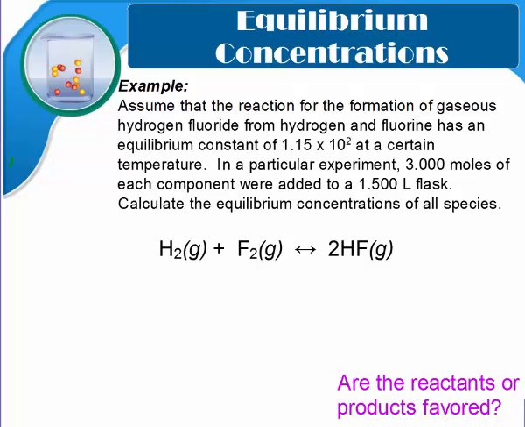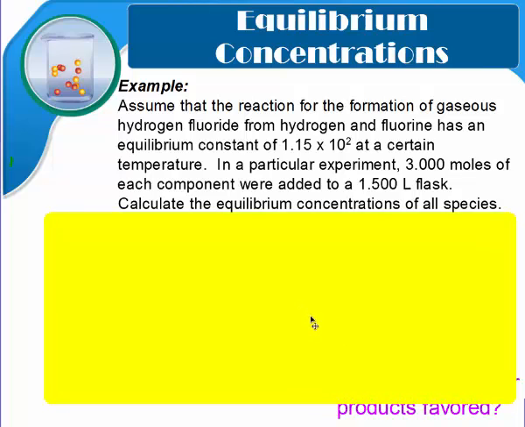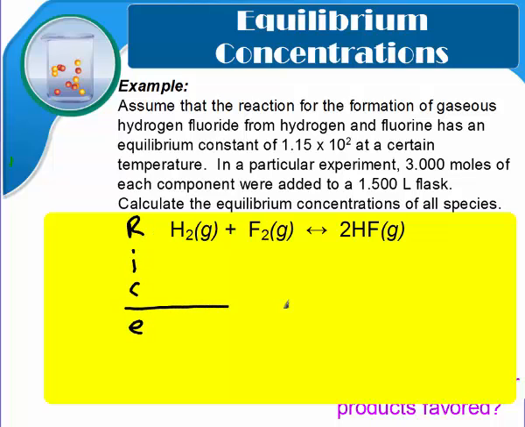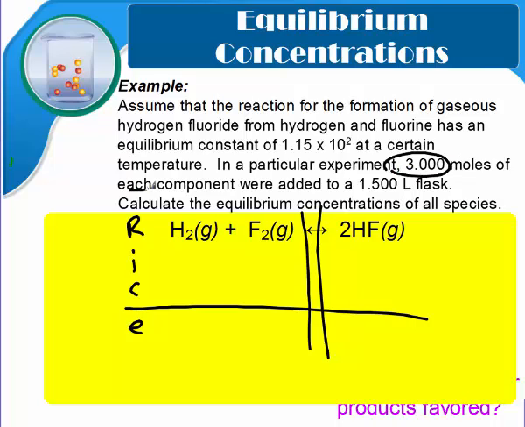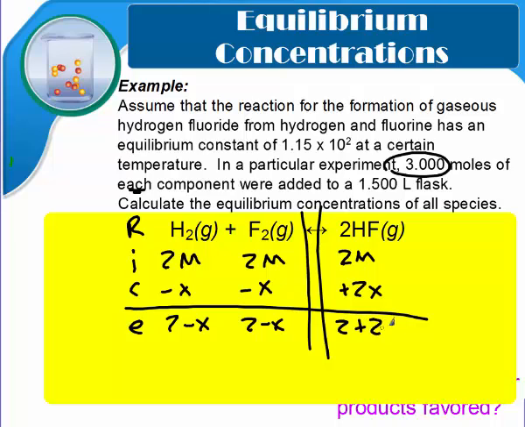All right, so the first thing you should have done is drew your RICE table. And for our RICE table, it says that we have 3 moles of each component in a 1.5 liter flask, which means 3 divided by 1.5 is 2 molarity, 2 molarity, and 2 molarity. Your reactants should have went down by some amount. They both have coefficients of 1, so these both should have been 1x. And then my product should have went up by 2 times that amount because it's 2x. So at equilibrium, I have 2 minus x, 2 minus x, and 2 plus 2x.